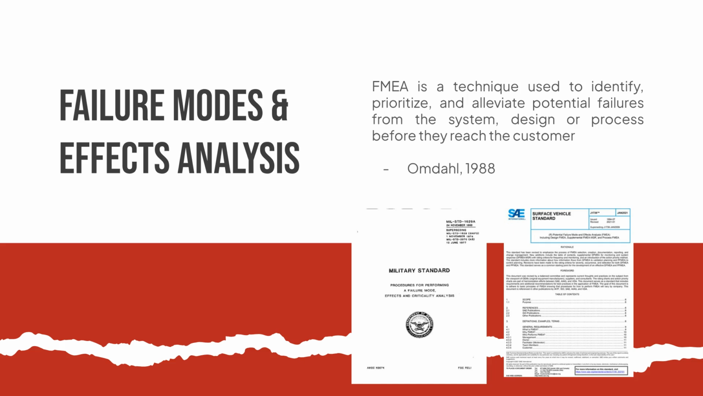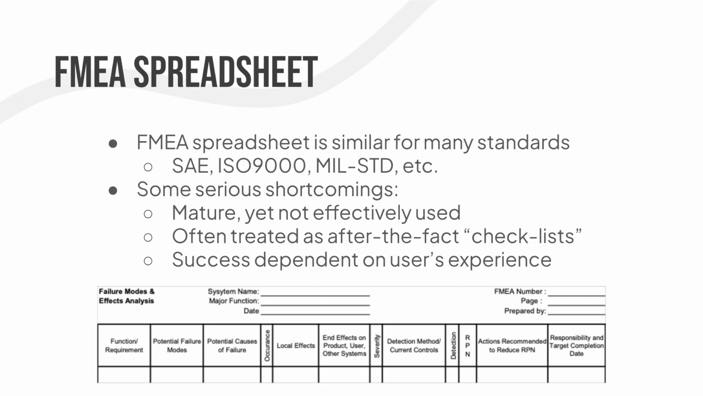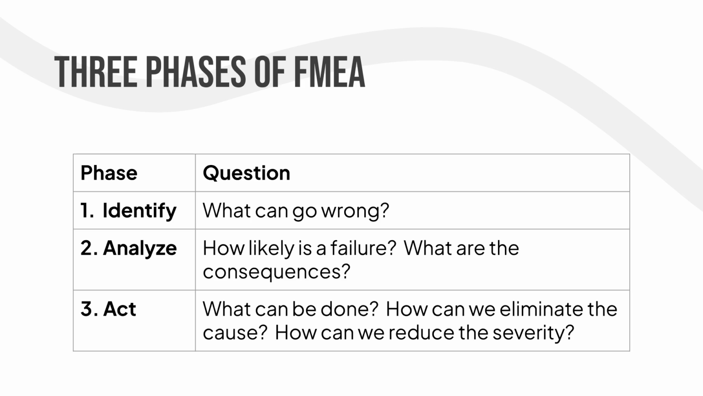FMEA is a risk management tool applied to products and processes, with standards like MIL-STD-1629A and SAE J1739 guiding its application. The FMEA spreadsheet is consistent across many standards, but it has some shortcomings. It is mature yet not always effectively used, often becoming just a checklist, and its success relies heavily on the user's experience. FMEA is organized into 3 phases: identify, analyze, and act. Each phase addresses a critical question about potential failures, their consequences, and how to mitigate them.